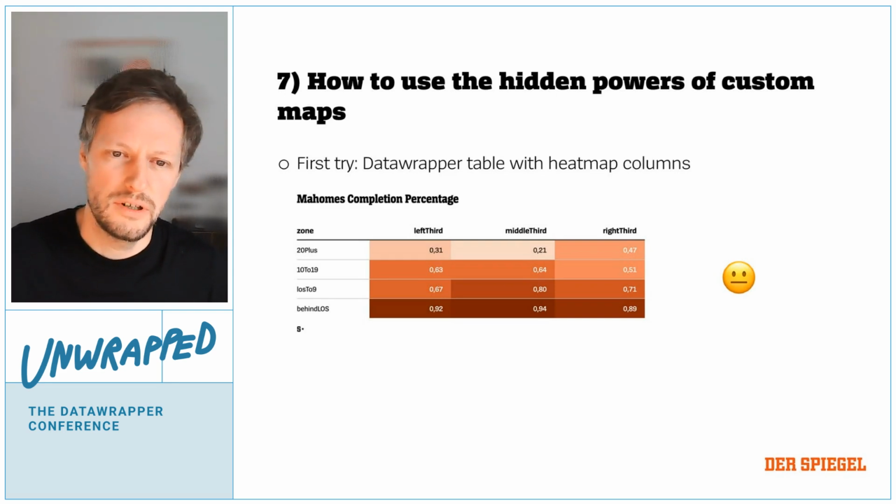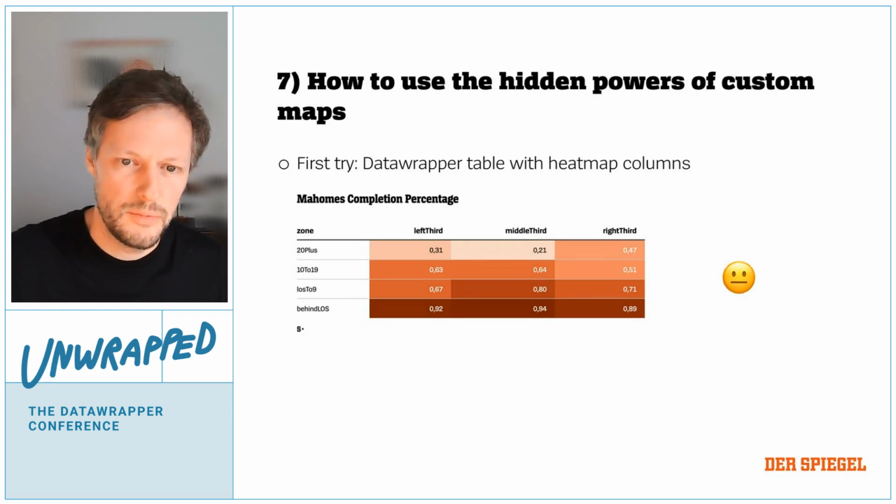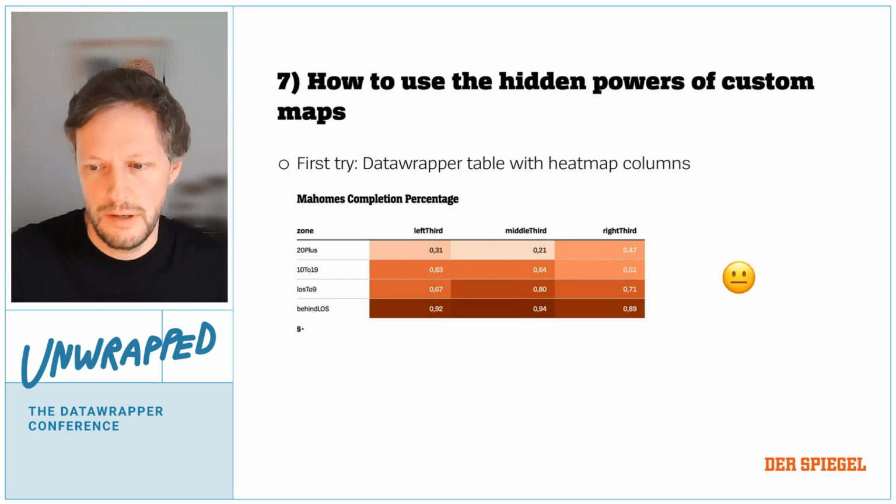A lot of them probably wouldn't understand it, so we were not really pleased with the result, and we wouldn't have published this version of the visualization. We would have chosen something else than Datawrapper if this was all we could have done in Datawrapper. So that was the first try.